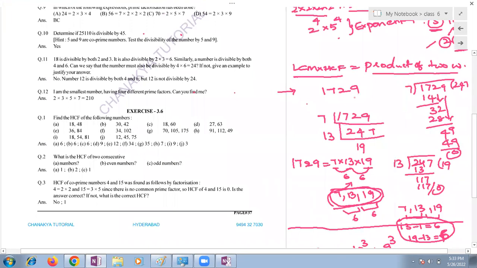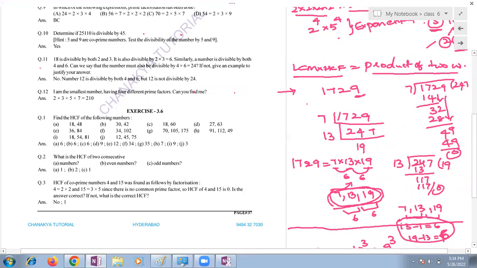First, we are checking the number. First, divisibility rules. I'm just going with the divisibility rules now. What is the divisibility rule of 2? Ma'am, the last digit, the ones digit, should be even. Is 1729's last digit even? No, ma'am. So the 2 rule fails.